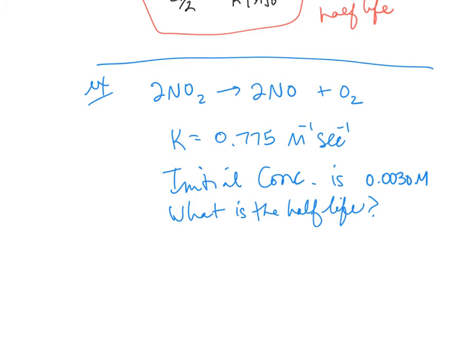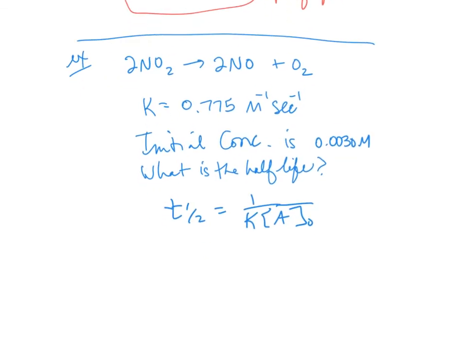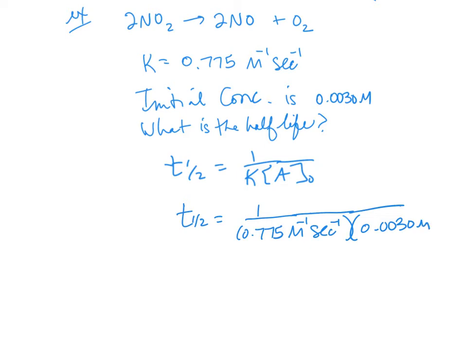All right, this is not too bad. It's just a plug into this equation. T1 half is equal to 1 over K times A initial. So we can grab the different parts here. 1 divided by K, which is 0.775, and use your units, please, molar to the -1, second to the -1. And then 0.0030 molar for the initial concentration.